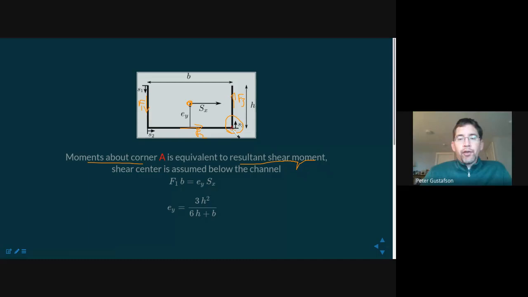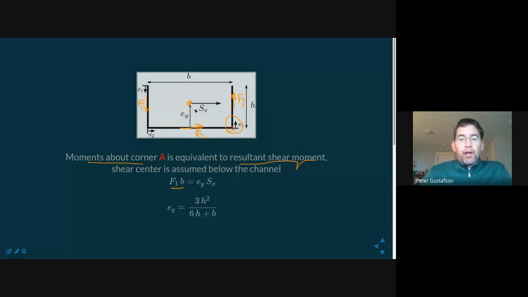I chose A in this example because now F2, this force, and F3 both go directly through the reference location. So the moment arm on F2 and F3 is 0. F1 is now a distance B from my reference A. So the total resultant moment about this reference point is going to be F1 times B. And that has to be the static equivalent of the shear resultant that's present.